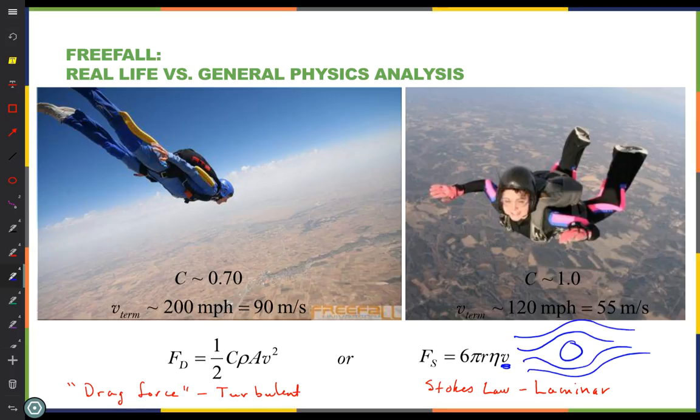If you have a turbulent flow, you have eddies and vortices that are caused because it's going by so fast. Then you have this drag force equation that's proportional to speed squared. So the actual air resistance, how it depends on speed, depends on if you have laminar flow or if you have turbulent flow.